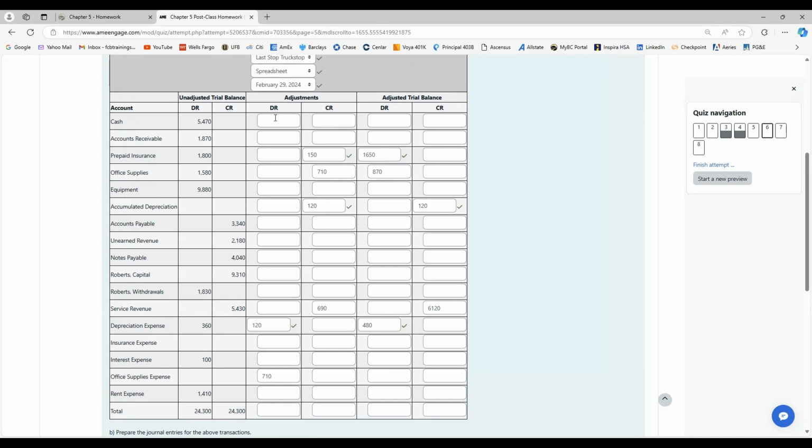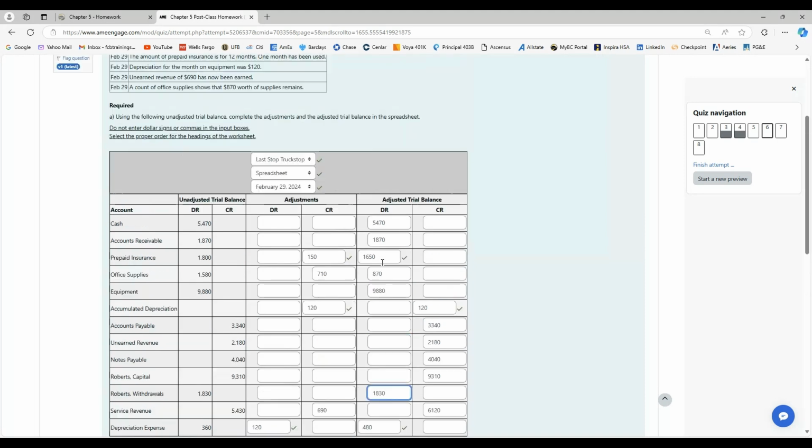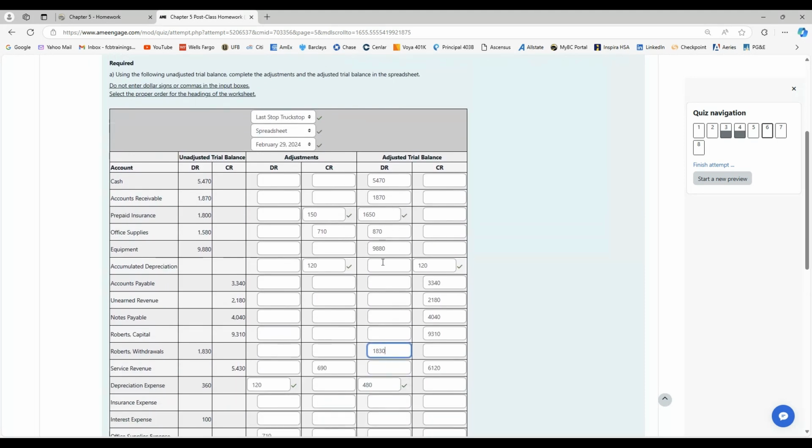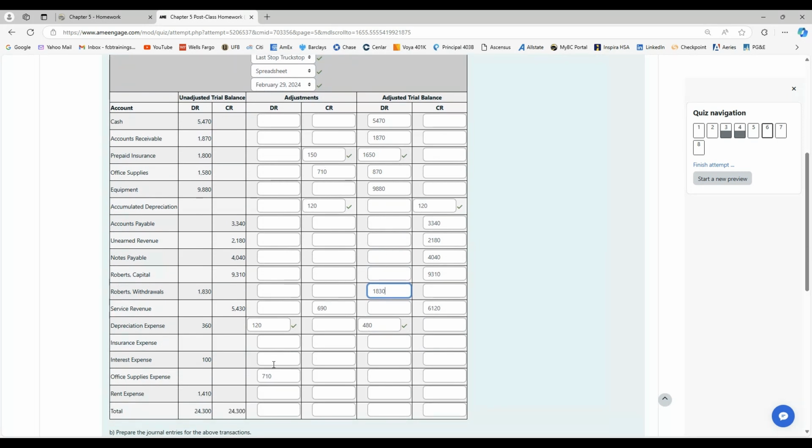Okay, and then we just carry everything over that doesn't have an adjustment. Equipment. So let's do all that. Oh, prepaid insurance thing. I missed my insurance expense part. So you have to look back through and make sure you got credit, debit, and credit, debit. Oh shoot, yeah, $690 there.